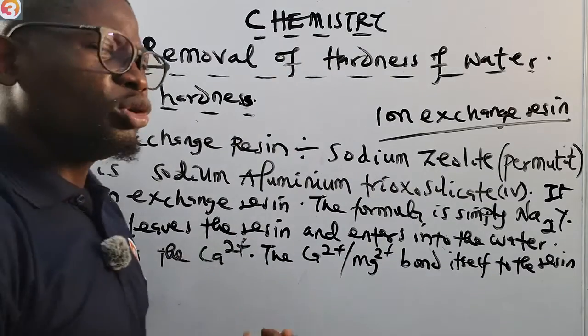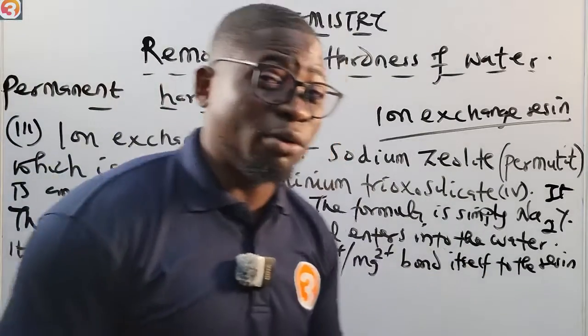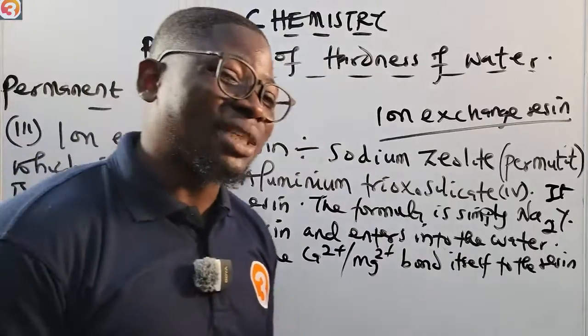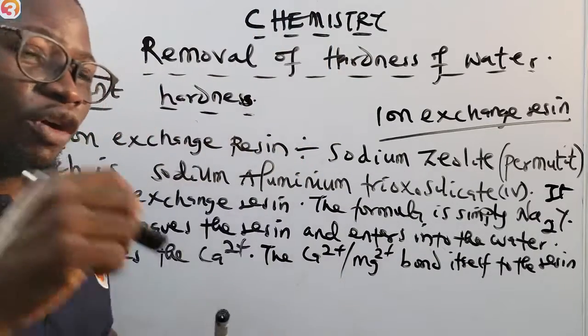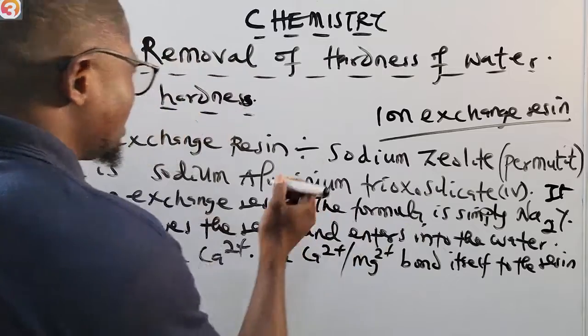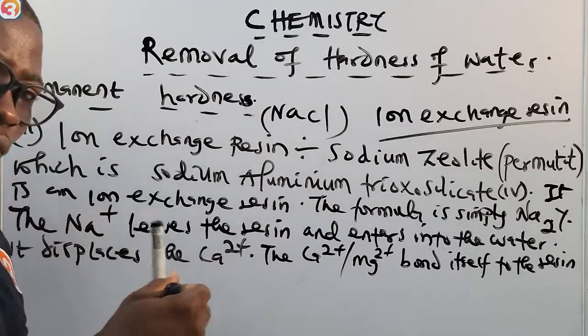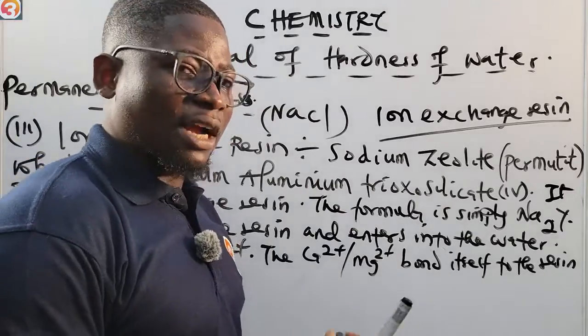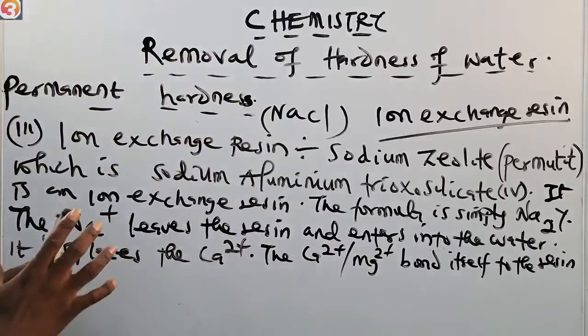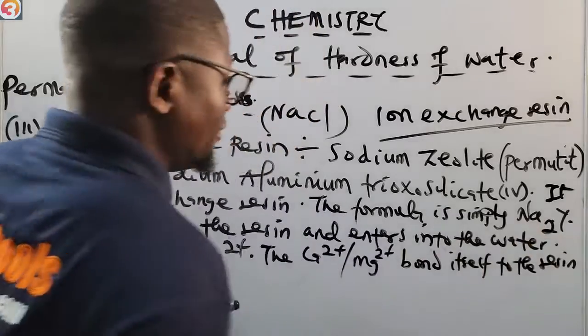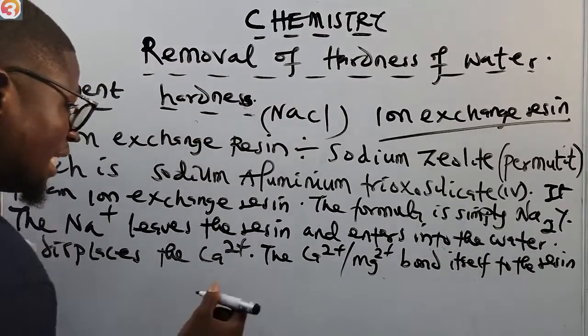After the process, if you want to regenerate the resin, take note, you add a concentrated solution of sodium chloride, NaCl. When we pour it into the resin, it will regenerate the resin and we'll have our resin back. The simple formula for the resin is Na2Y. Now let's see the reaction.